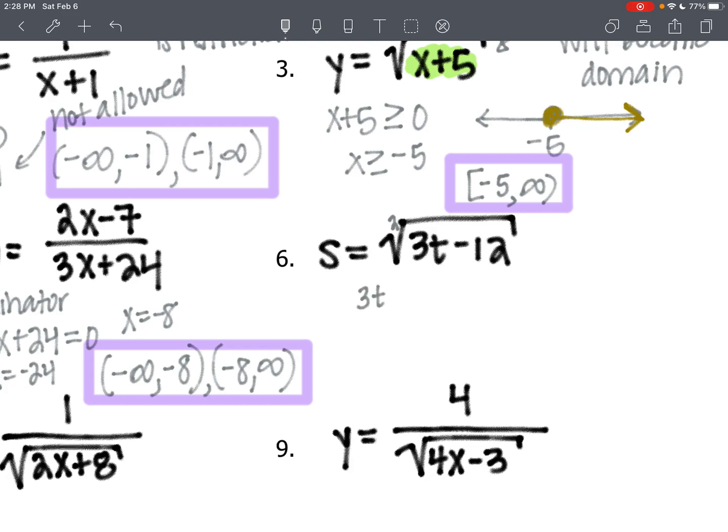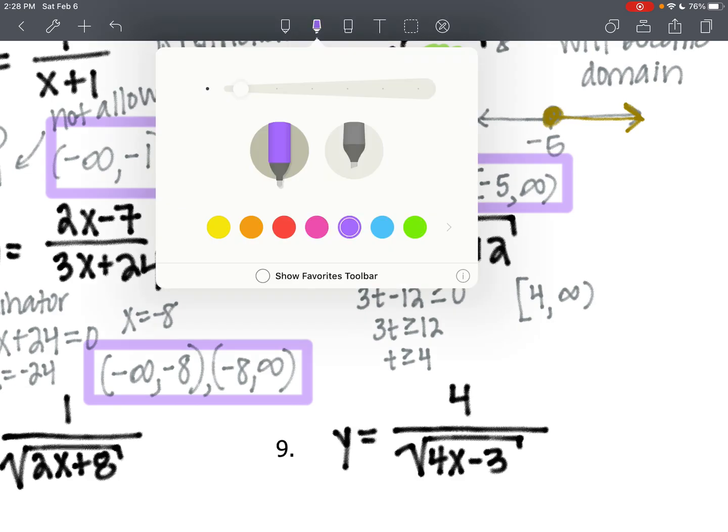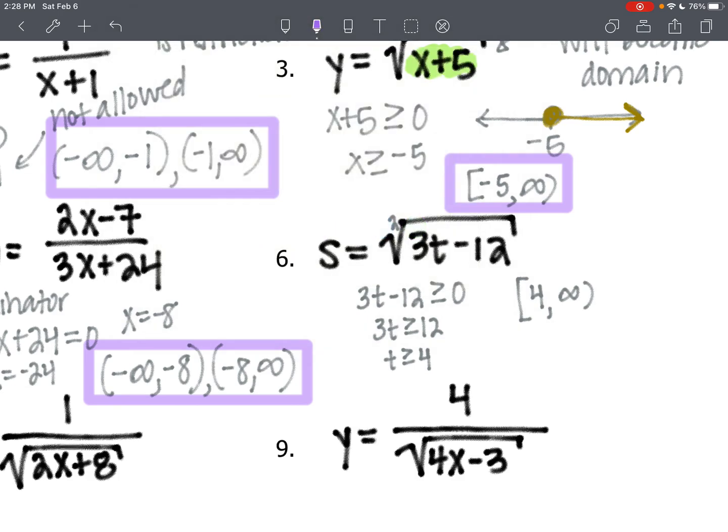So we're going to take the radicand, set it greater than or equal to 0, and solve. We add 12, divide by 3, and we get t is greater than or equal to 4, so our domain is 4 to infinity with a closed interval. That means use a bracket. Closed interval.